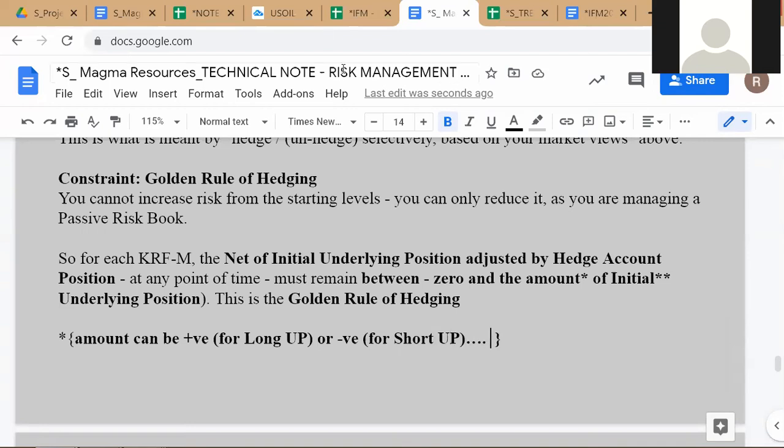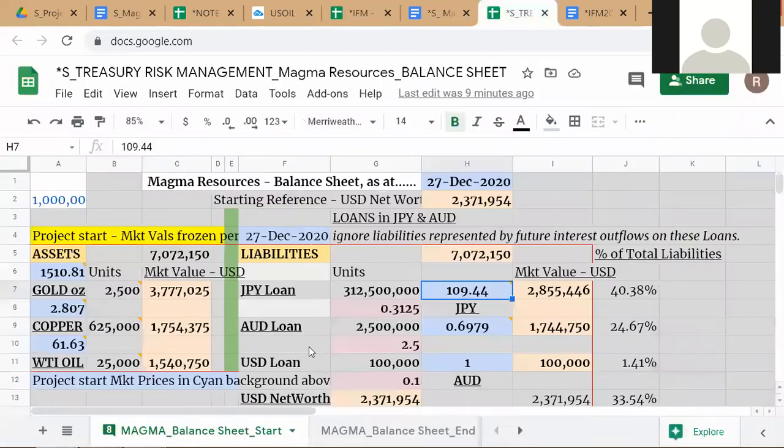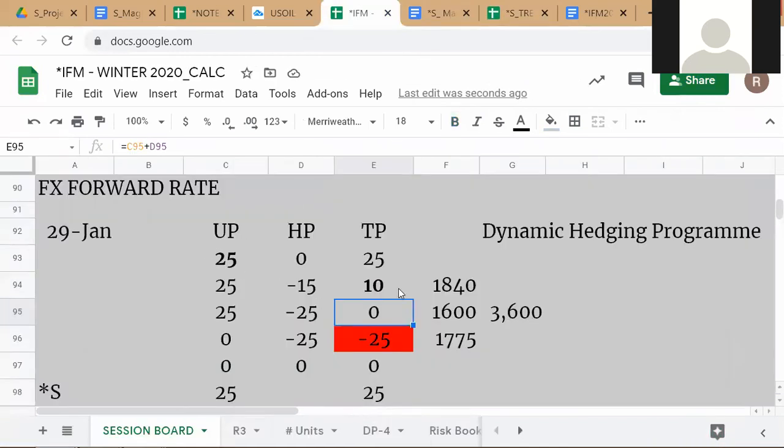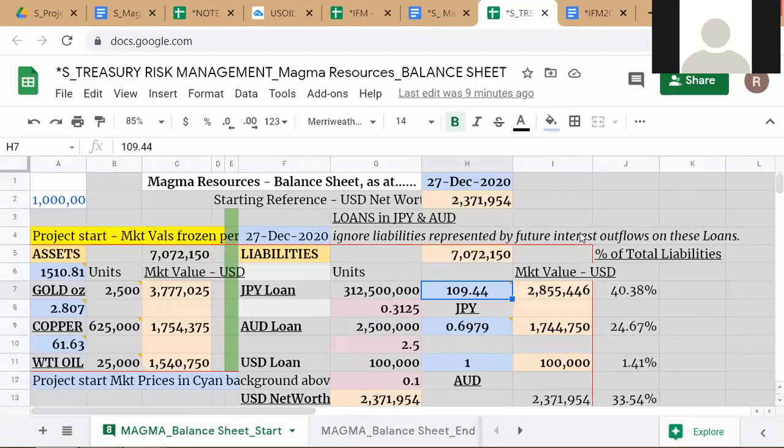Okay. So in the case of Aussie, it will fluctuate between a minus figure and zero. If you're short, in this case, how much are you short? You're short 2.5 million Aus. Okay, so this figure becomes 2.5 million Aus. So your total position can fluctuate in Aussie between 2.5 million short and zero. Of course, in real life, we're ignoring the representing of the future interest cash flows. We're ignoring that. In real life, you will not ignore it. But in the case of the project, you can ignore it.